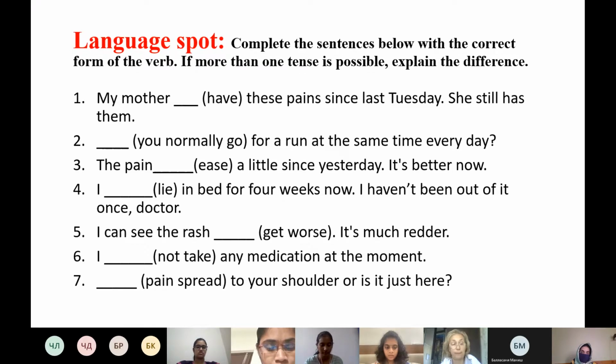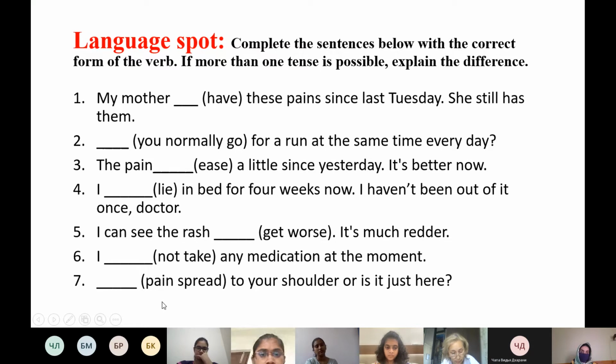The next one is for Chapavidya Karani. Number 6. What can we use? I haven't taken any medication at the moment. No. This is at the moment. It should be continuous form, present continuous. So use the present continuous. Yes. I'm not taking any medication at the moment.